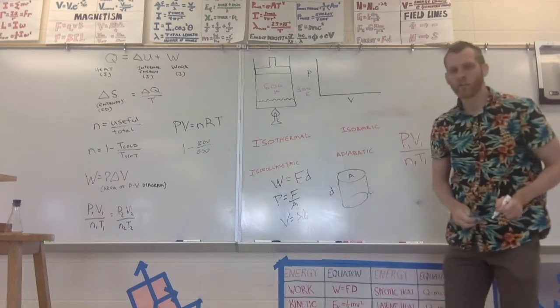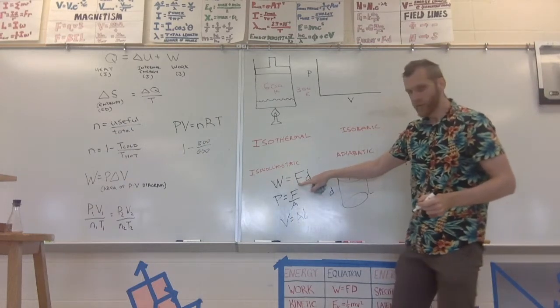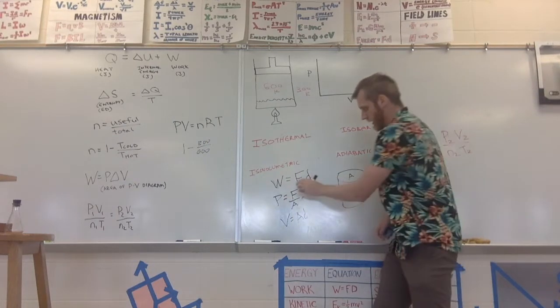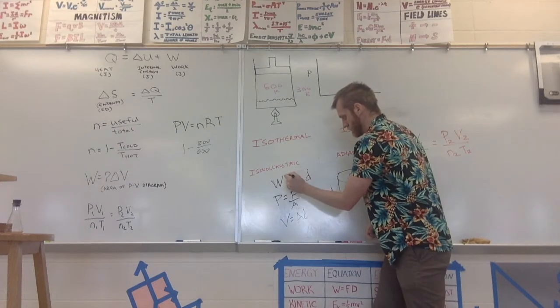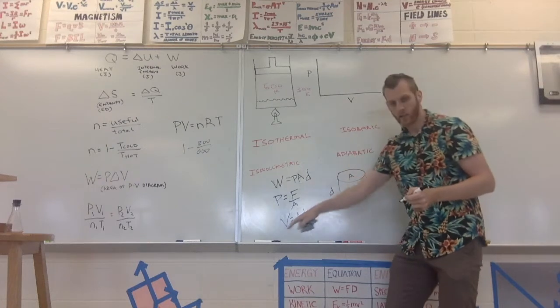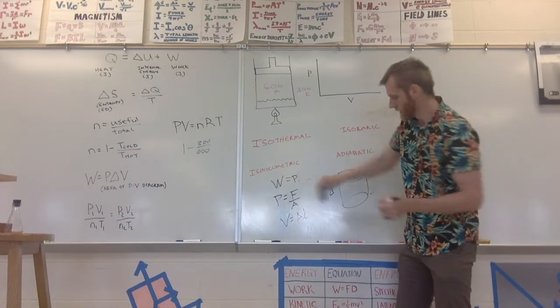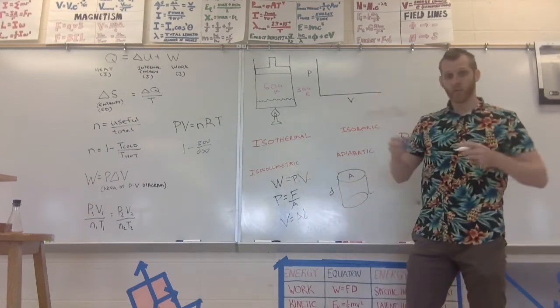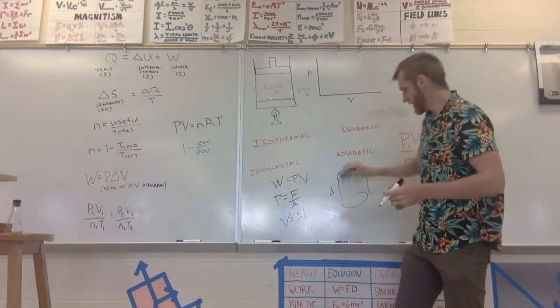So if I put those 3 equations together, let's see. Force would be pressure times area. And area times distance is volume. So that's where the equation comes from. So pressure times volume is also another equation for work.